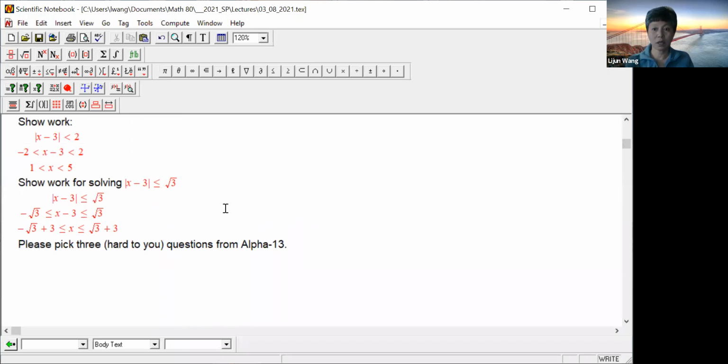So these are the work you need to show. If you show this kind of work, it's amazing. And you will impress every professor you're going to see in 4-year school and on campus at El Camino. I promise you, if you can show this kind of work, everybody who grades your work will be very impressed. So please pick 3 hard questions from Alpha 13 and work on them.